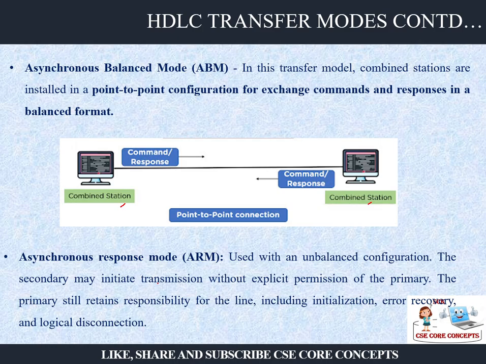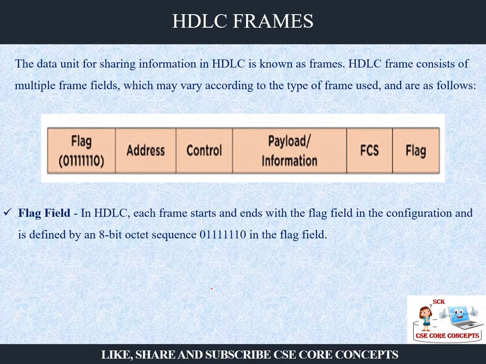So the secondary may initiate a transmission without the permission of the primary. Here it is a little bit awkward. Here the secondary may initiate the transmission without the permission of the primary, but still the responsibility for the line is for the primary. That is, the primary station will handle error recovery, disconnection, everything is the primary station's responsibility. The only thing is that the secondary can also initiate. So it is also called the asynchronous response mode. That is, the response station can initiate.